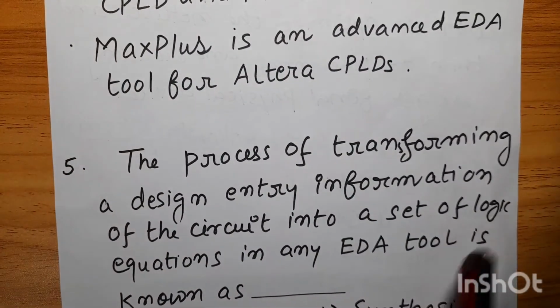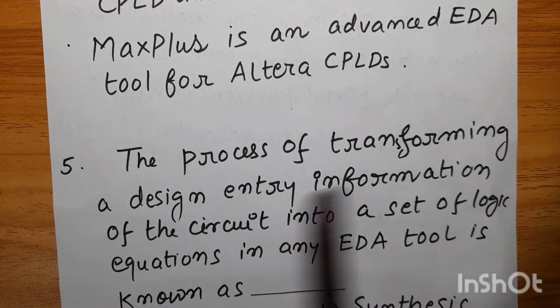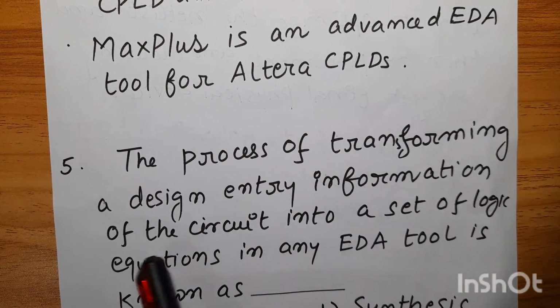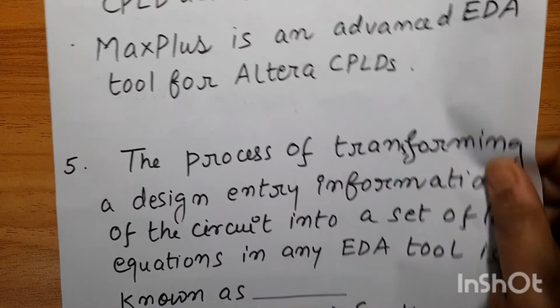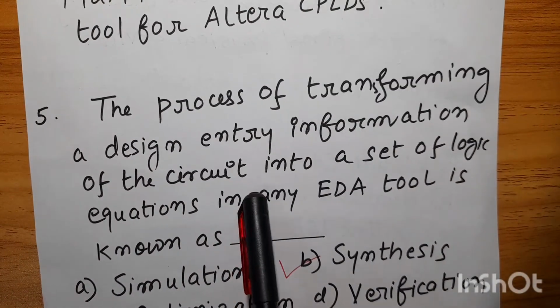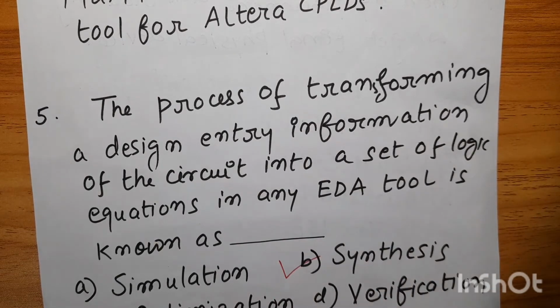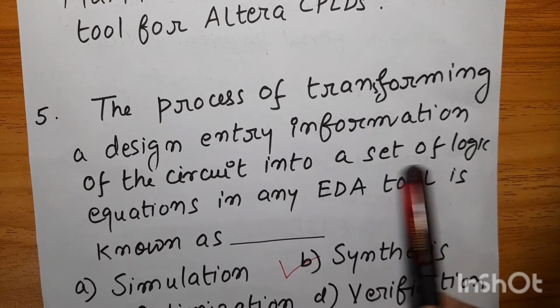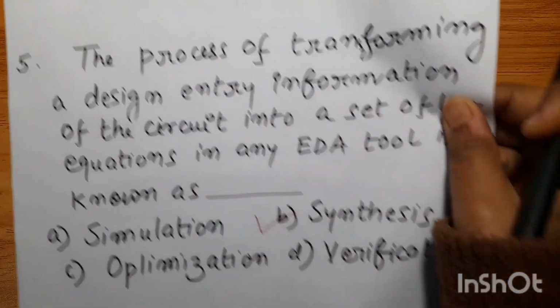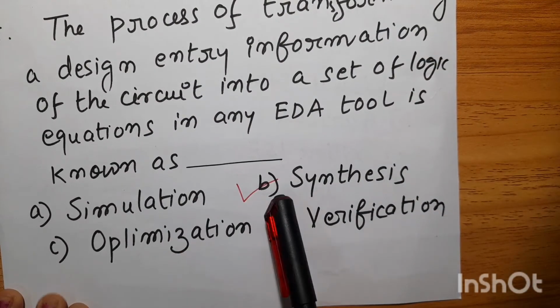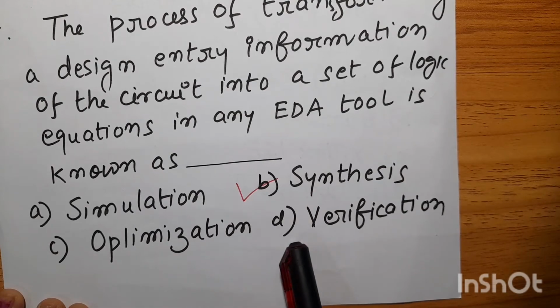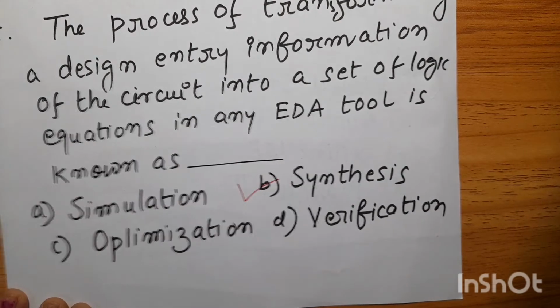Question number 5. The process of transforming a design entry information of the circuit into a set of logic equations in an EDA tool is known as. So tell me what is the process where the design entry we make in RTL for the circuit gets translated into a set of logic equations in an EDA tool. Is it simulation? Is it synthesis? Is it optimization, or is it verification? The answer is synthesis.